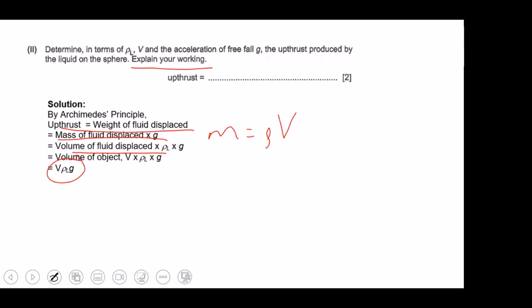So by now you should know upthrust equals rho Vg, but just make sure you know which density is given, right? Because in this question, you have density of liquid and density of solid.